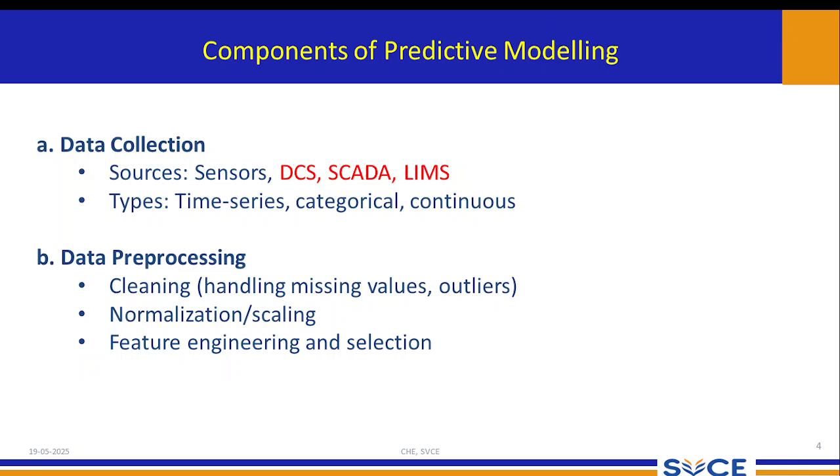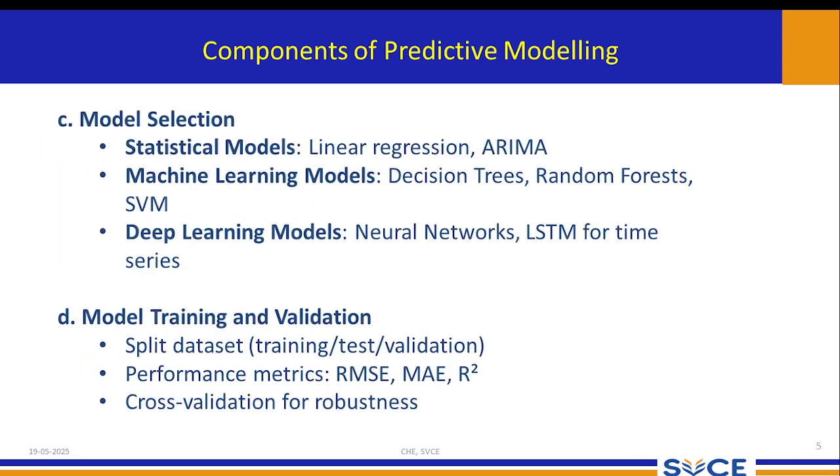Data pre-processing: cleaning, normalization, scaling, and feature engineering and selection. Components of predictive modeling: statistical methods like linear regression and ARIMA; machine learning models like decision tree, random forest, support vector machine; deep learning models like neural network and long short-term memory for time series; and model training and validation, splitting the data set, performance metrics like root mean square error, mean absolute error, R square, and cross validation for robustness.